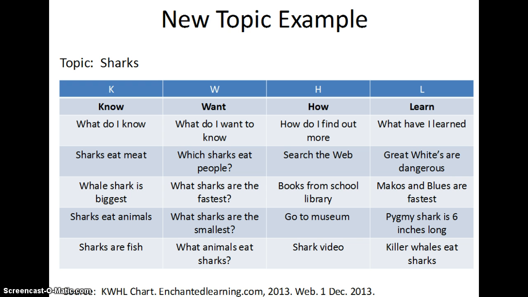Great whites are dangerous. Mako and blues are fastest. Pygmy shark is 6 inches long, and the killer whales eat sharks.